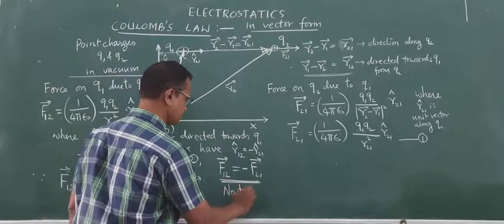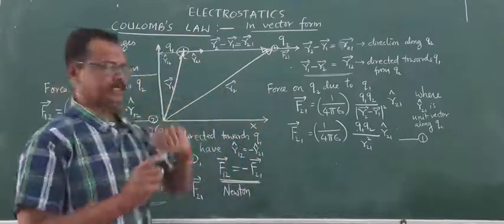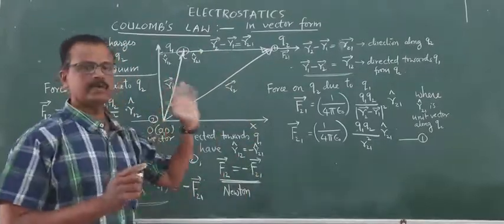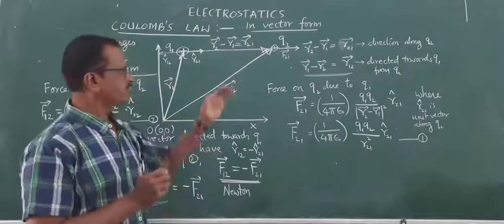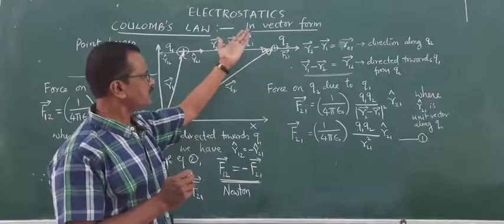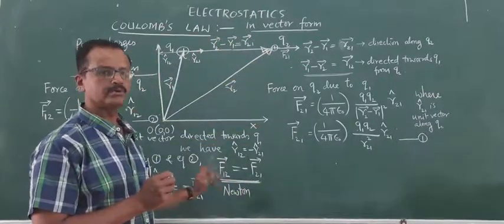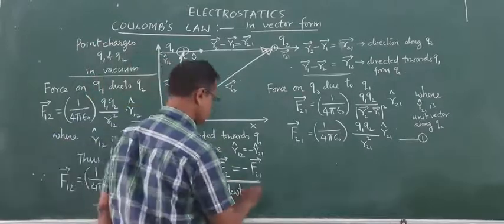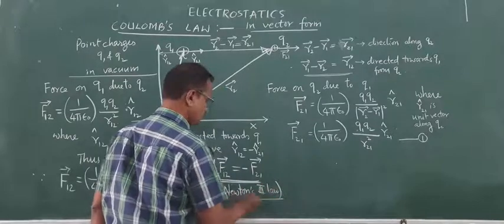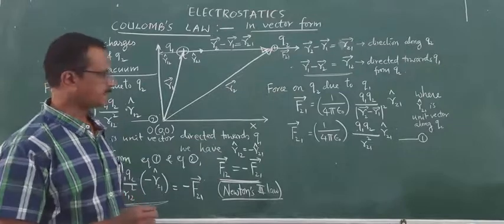For every action in an interaction, the interaction here is electrostatic interaction, there is an equal and opposite reaction. The force exerted on 2 due to 1 is equal and opposite to the force exerted on 1 due to 2. Is it not Newton's third law? This is also a realization of Newton's third law. So, the forces of interaction are equal and opposite in direction.